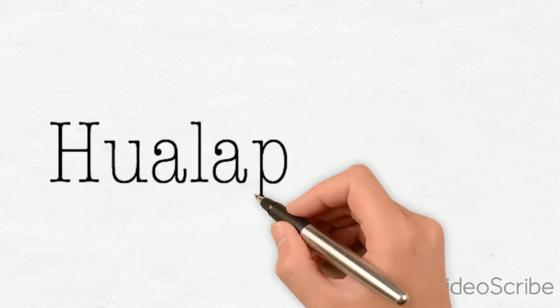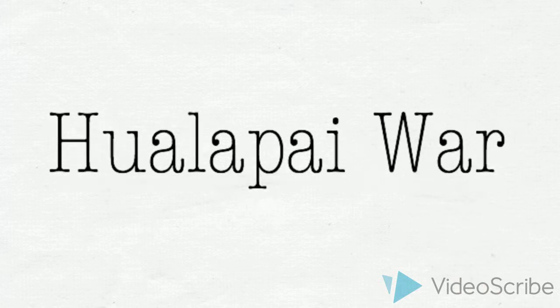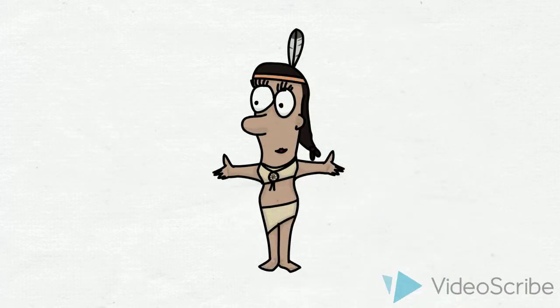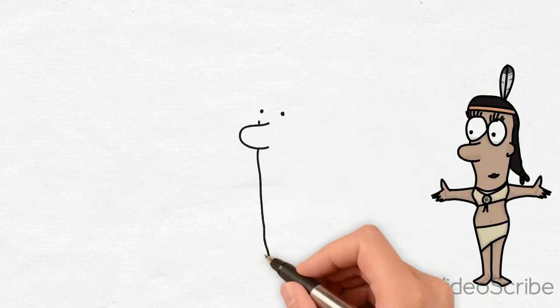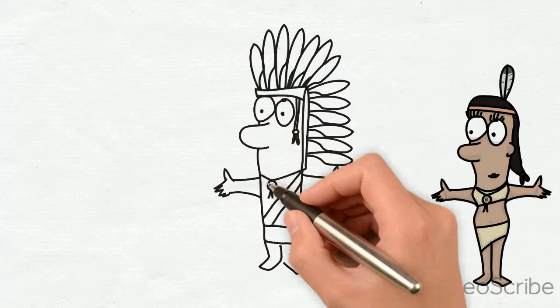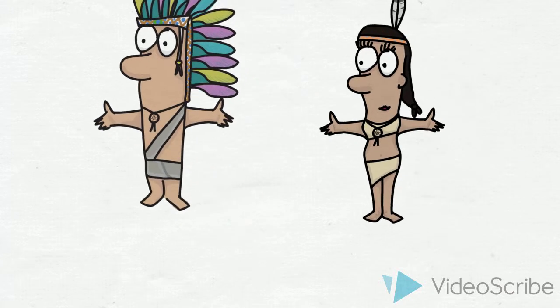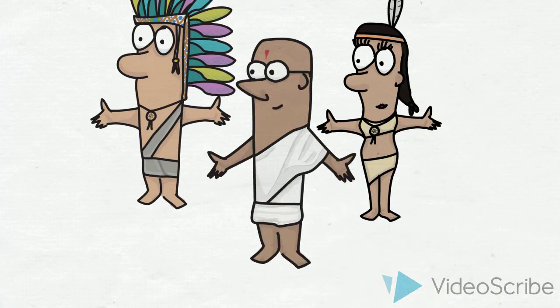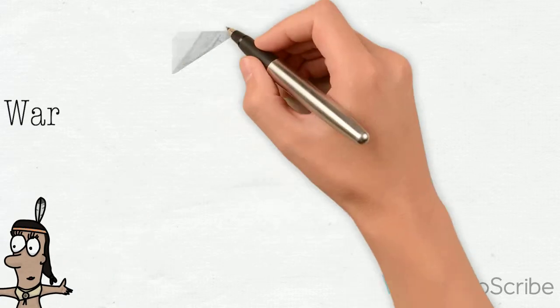Hualapai War. One of the first major wars was the Hualapai War. This war was a conflict between the Hualapai natives and the U.S. Army. Following the death of the Yavapai leader, the natives started raiding American settlements. Later, the natives surrendered due to many diseases that wiped out their population.